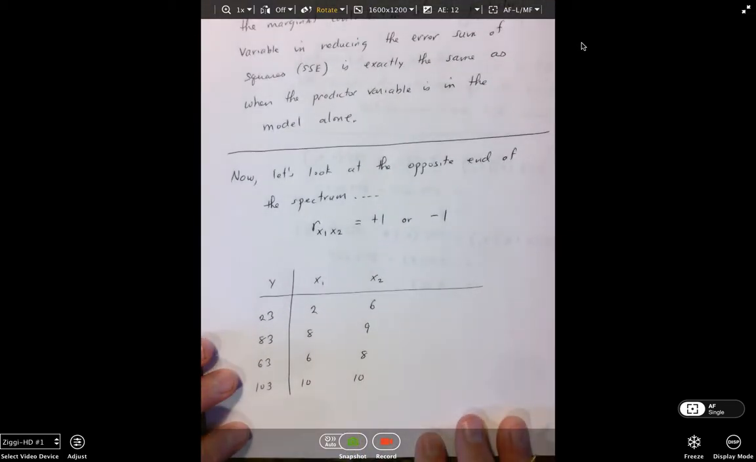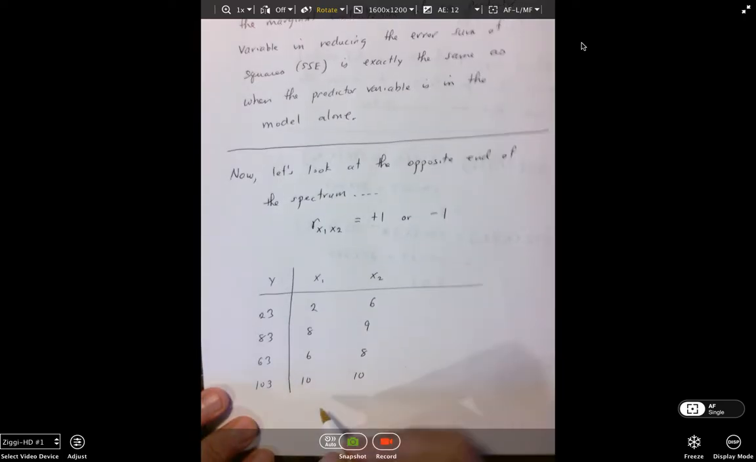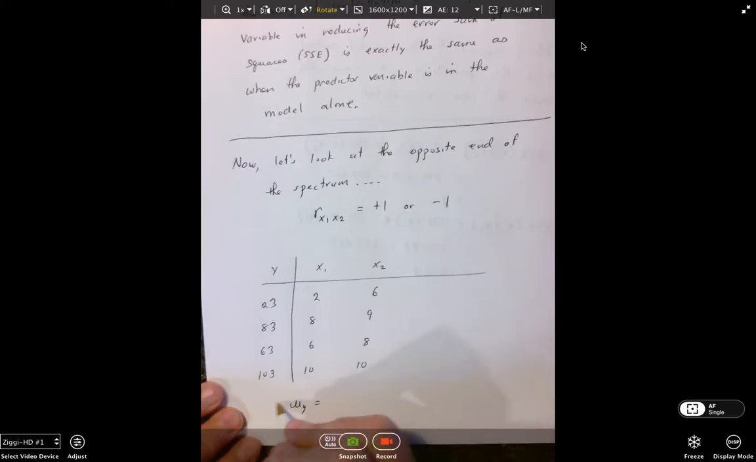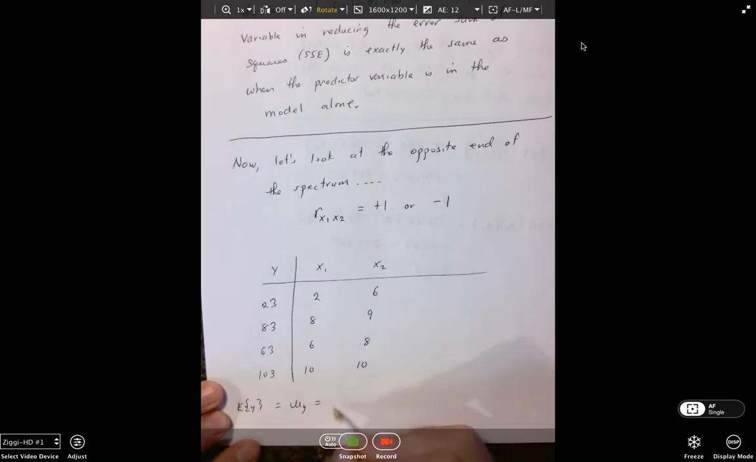Sorry about that. You couldn't see what I was doing, did you? So we want to look at the mean response, or the expected value, as a function of beta 0 plus beta 1 x1 plus beta 2 x2. All right. Now let's jump into R.